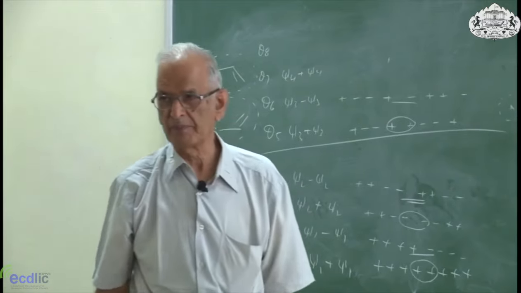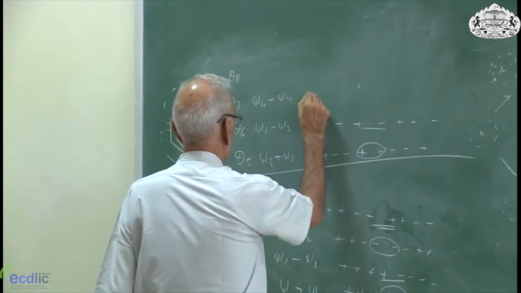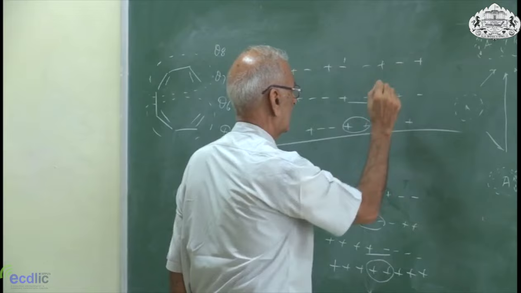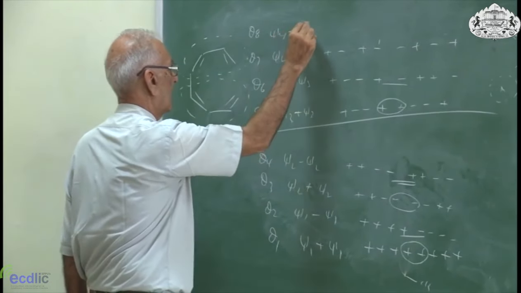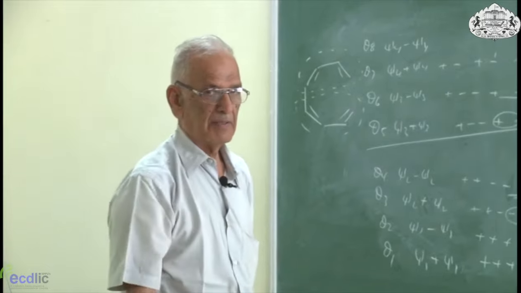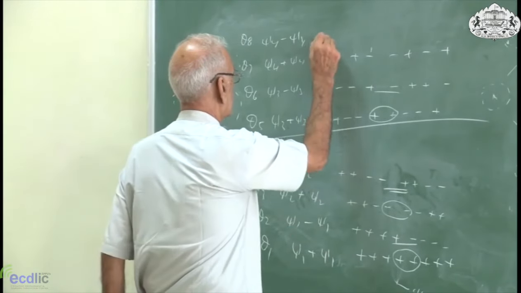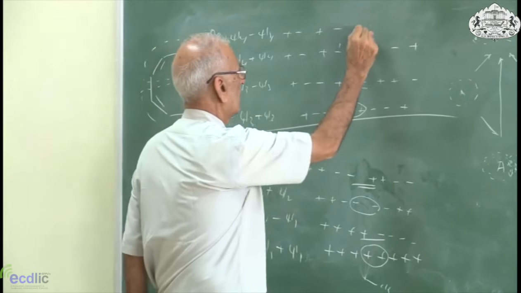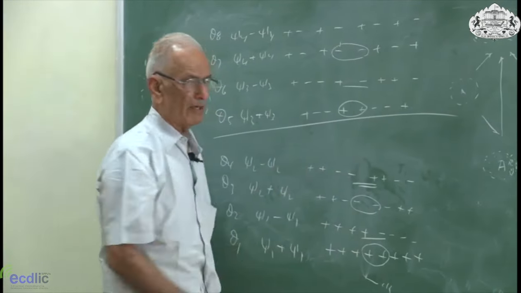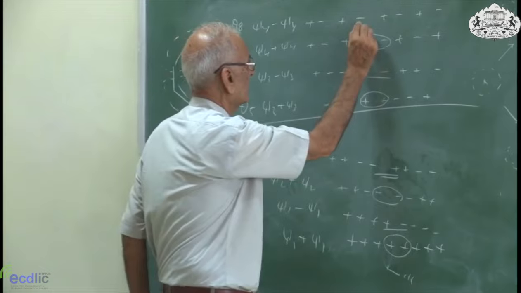Psi 4 plus psi 4. Plus, minus, plus, minus. Very good. What should I write for the last one? Psi 4 minus psi 4. Plus, minus, plus, minus. So, whenever the sign is positive, middle orbitals have the same sign. When the sign is negative, middle orbitals have opposite sign.